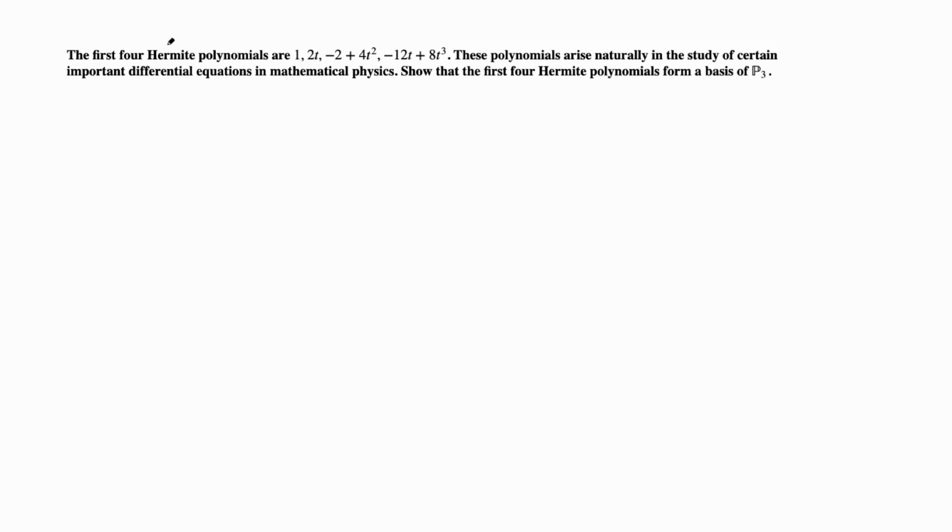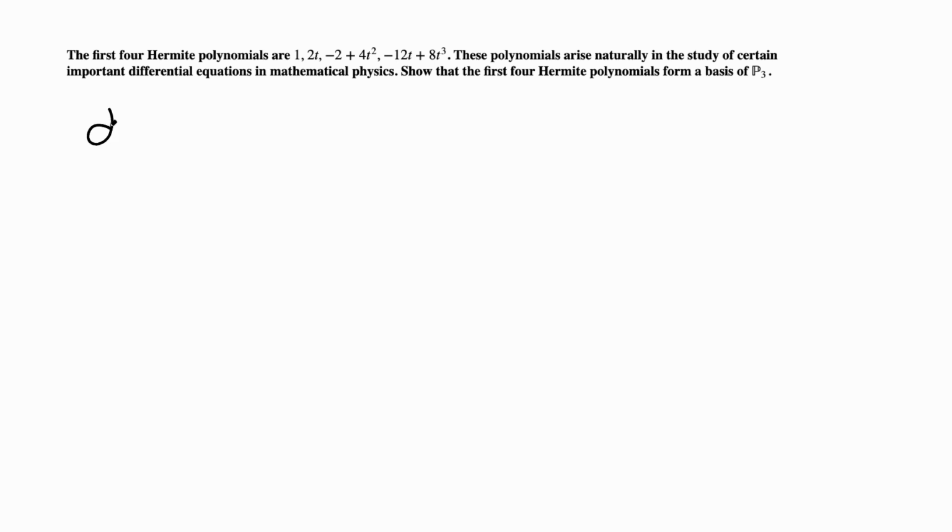The first four Hermite polynomials are 1, 2t, negative 2 plus 4t squared, and negative 12t plus 8t cubed. These polynomials arise in mathematical physics. We need to show that these first four Hermite polynomials form a basis for P3. This notation P3 is the set of all polynomials up to degree 3.